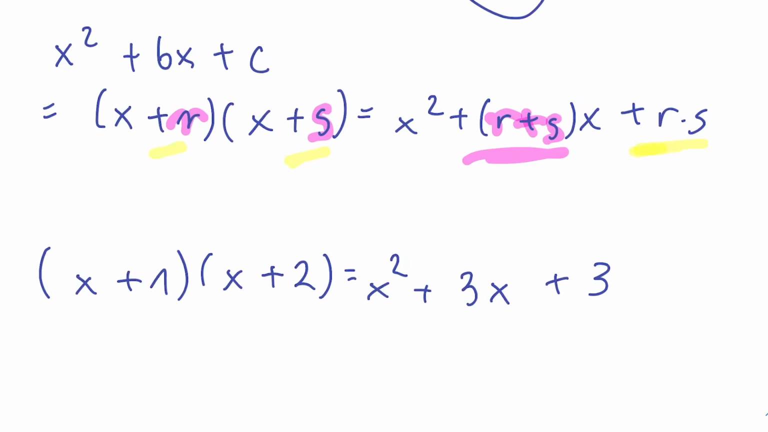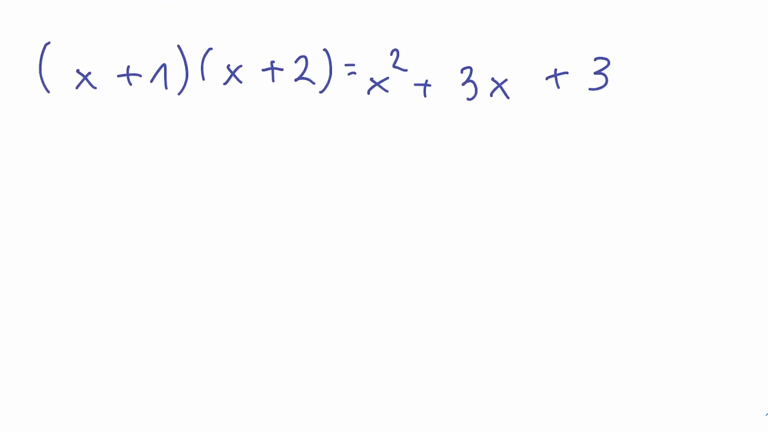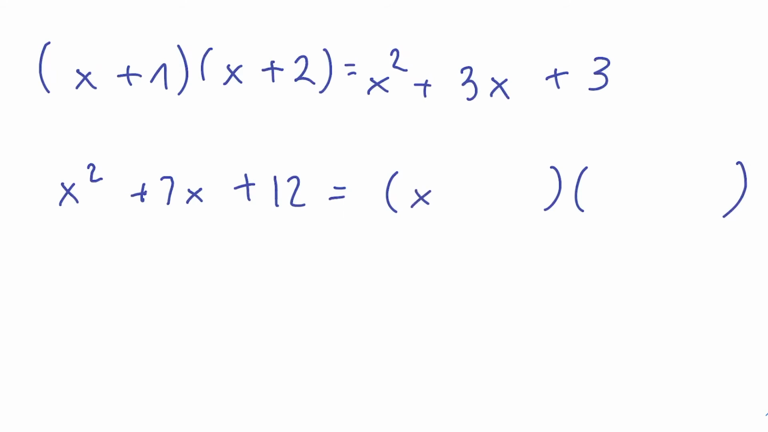Now let's try to factor and let's go the other way. So what if we have x squared plus 7x plus 12? So what can we factor it to? And the method I like to use is the trial and error. So we'll start with just x's on both sides.